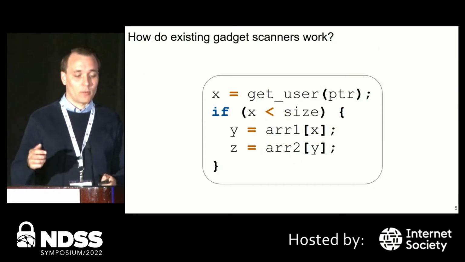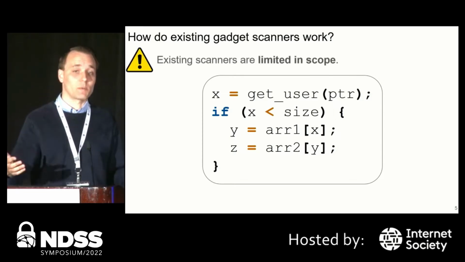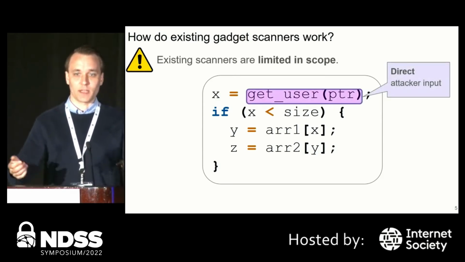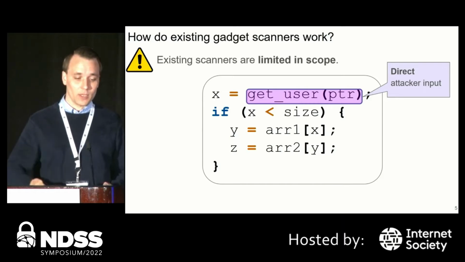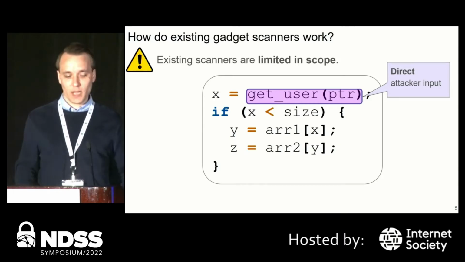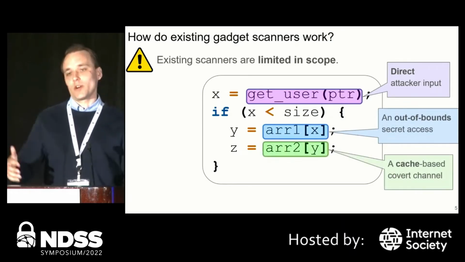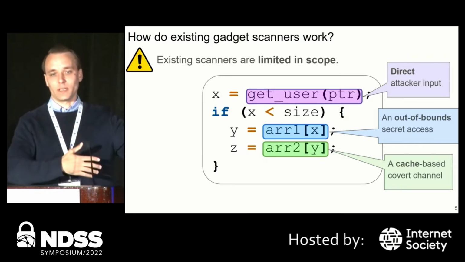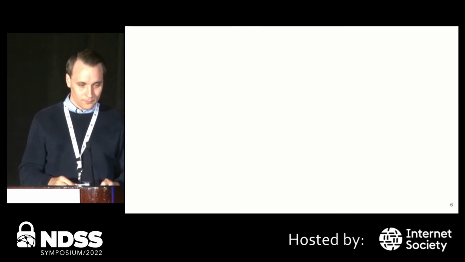And so another drawback of existing gadget scanners is that they all assume that they're limited in scope. And so they all assume the same attacker primitives as the original Spectre v1 gadget that we're looking at. Namely, there's some direct attacker input, in this case from the get_user API, there's an out-of-bounds secret access, and there's a cache-based covert channel. So this is the canonical example from January 2018. Every gadget scanner has targeted these features from this gadget.